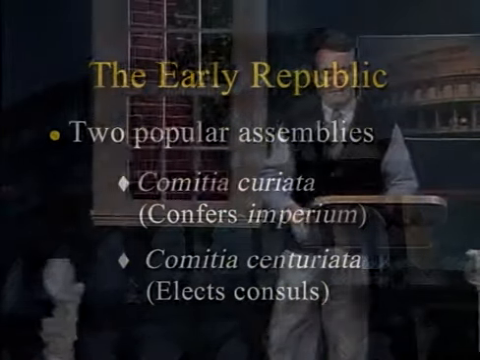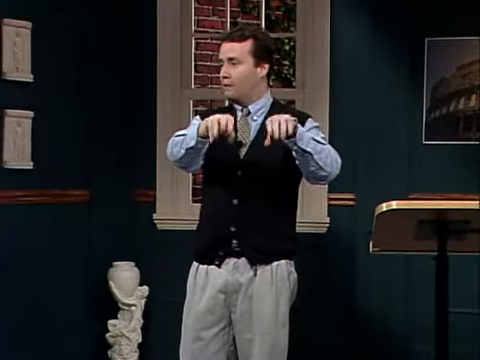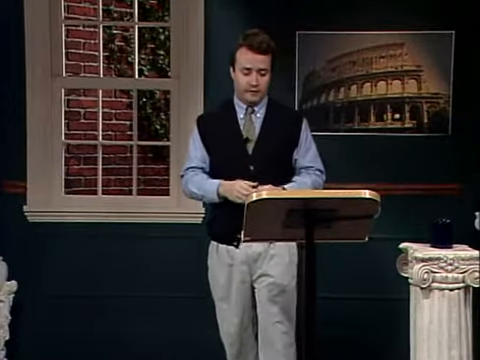So, if you want to think of it this way, on one day, the citizens would assemble in their centuries to hold elections for the consuls. Once the two consuls had been elected, on some other subsequent day, the same people would assemble again, but this time in their curiae, to ratify the choice and confer imperium on the consuls. Remember, imperium always comes from the Roman people. That's another key concept of the Roman Republic.